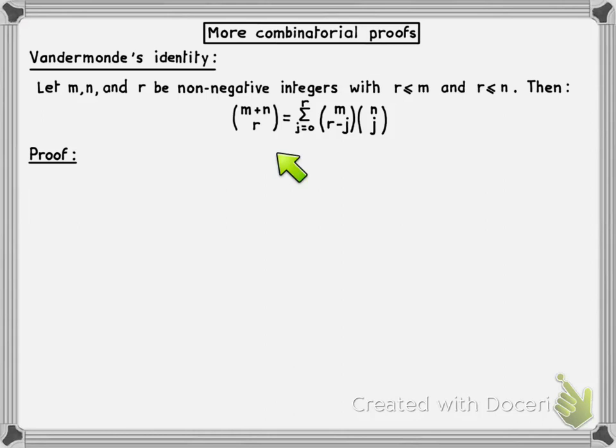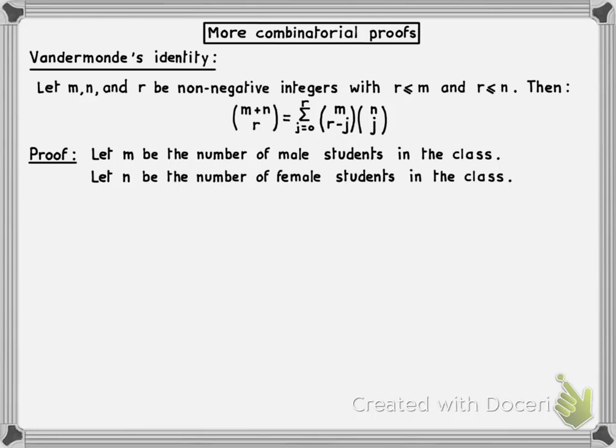So, let's say I'm considering the set of all students in our class, and m is the number of male students, while n is the number of female students. And let's say I want to form a single team of size r. So let me write this down then. M is the number of male students in the class. N is the number of female students in the class. So clearly m plus n is the total number of students in the class. And r is the size of the team that I want to form.